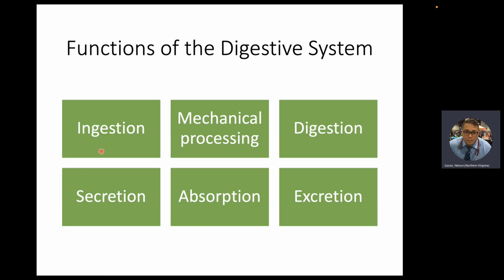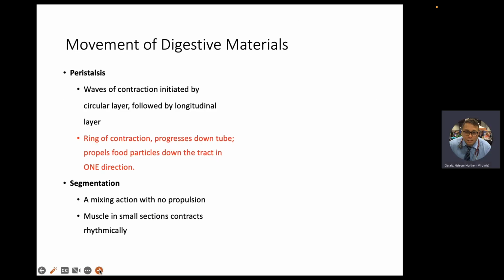Now we talked about ingestion, of course. That's voluntary. I have to put that into my mouth. Part of the voluntary is also the mechanical processing, the chewing, mastication. But digestion, secretion, absorption, and excretion, that's all automatic. Peristalsis, automatic. It is the movement of your esophagus to propel food towards your stomach.